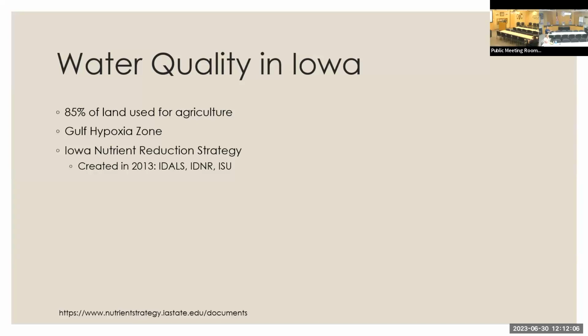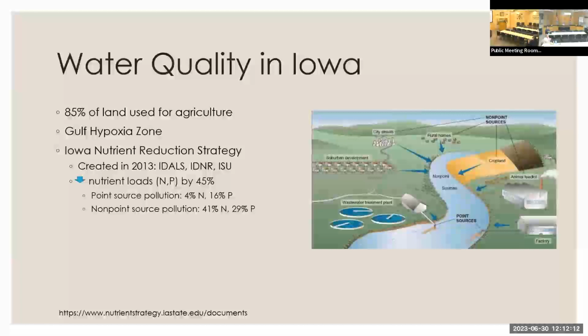And so it's been here for 10 years. And the goal is to, again, reduce the nutrient loads leaving Iowa, entering the Mississippi River by 45%. The way we do that is it's broken down into two different types of pollution. We have point source pollution and non-point source pollution.